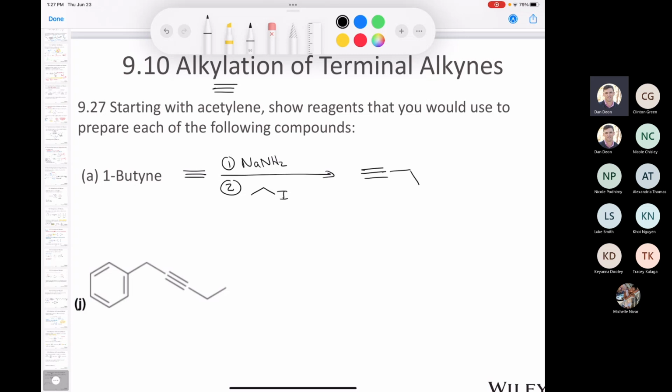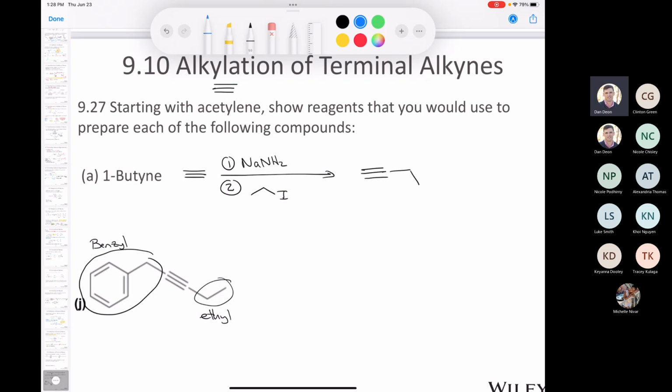The next one we want to add, this is called a benzyl group over here, and over here we have an ethyl. Now, like I told you, the order is not important. We could add the benzyl group first to our sp hybridized carbon, or we could add the ethyl group. It doesn't matter. Let's do it in alphabetical order. B comes before E.